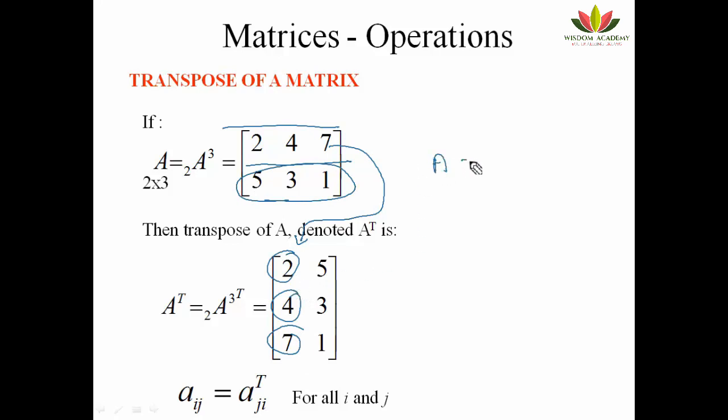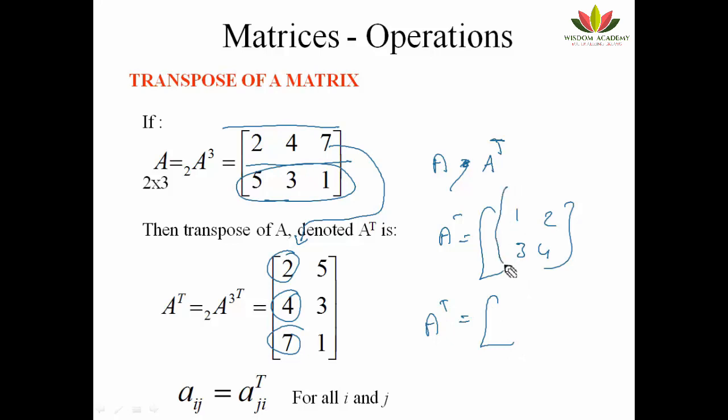So A matrix transpose will be expressed as A to the power of T. So that is T for transpose. A transpose is one of the important operations. We can take A transpose like A is equal to 1, 2, 3, 4. Then my A transpose will be equal to my first row will become my first column. That is 1, 2, and similarly 3, 4 can be written here 3, 4. So this is known as transpose of a matrix.